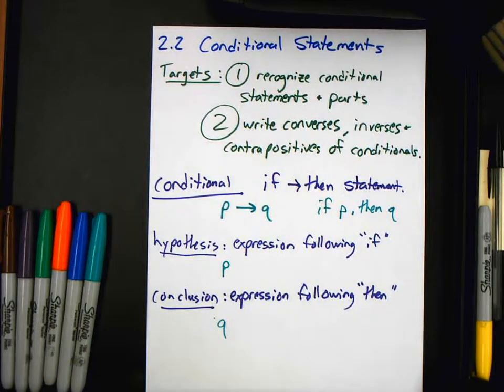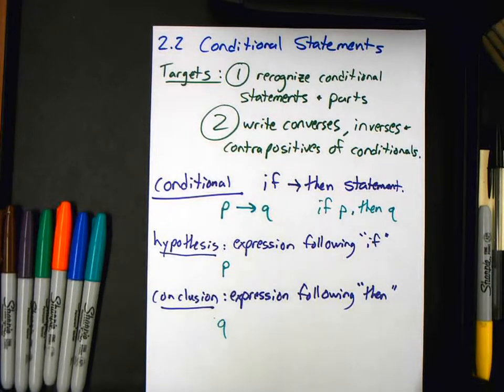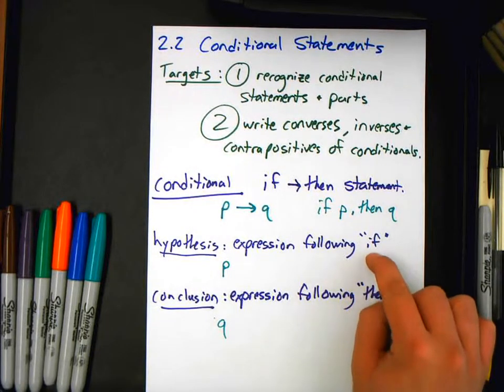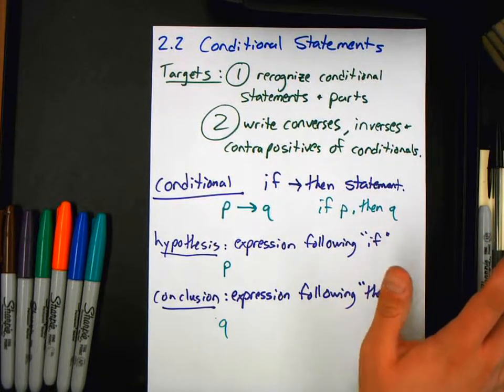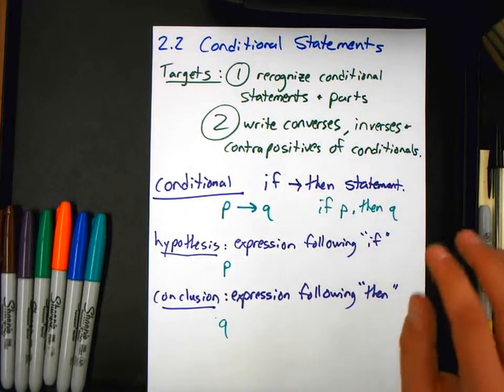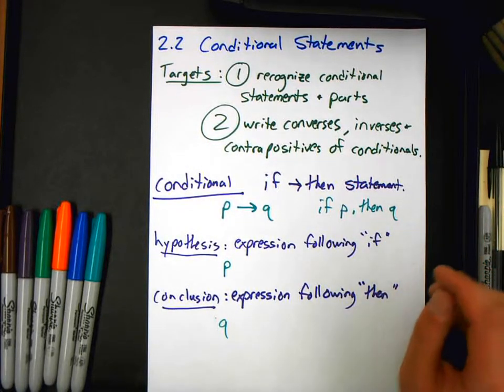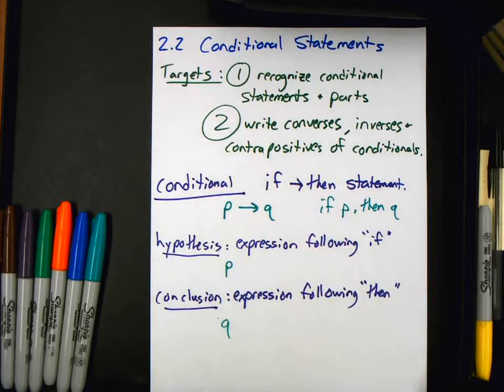Okay, the next one I want to go over is a hypothesis. And a hypothesis is the expression that is immediately following the if in your conditional. So my first example was, if you get every question right. That part right there is the hypothesis, and it is known as the P in these symbols and terminology mathematically.